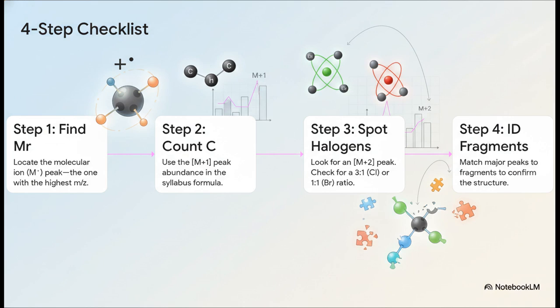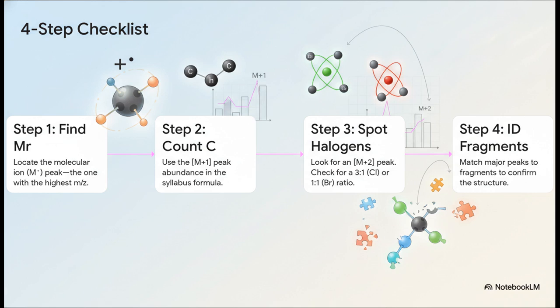Step 1, find the M+. Look for that M+ peak all the way to the right. Step 2, count the carbons. Use the tiny M+1 peak and the formula. Step 3, spot halogens. Look for a significant M+2 peak and check the ratio. Is it 3-to-1 for chlorine or 1-to-1 for bromine? And finally, step 4, identify fragments. Use those other big peaks to confirm the pieces of the puzzle fit your structure.